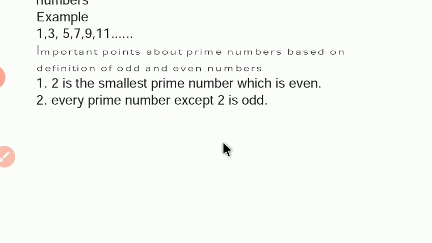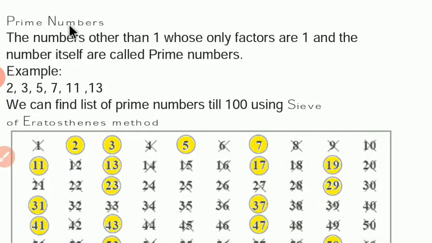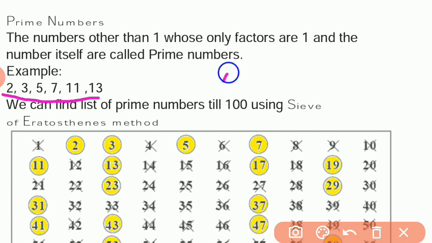First let us see what prime numbers are. After that we will discuss these 2 points. So prime numbers are the numbers other than 1 whose only factors are 1 and the number itself. Factor means the number which exactly divides the given number. The examples are 2, 3, 5, 7, 11, 13. There are many prime numbers. You can say that there are 25 prime numbers between 1 and 100.